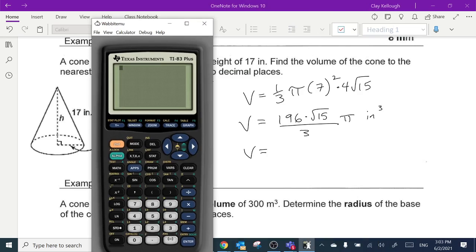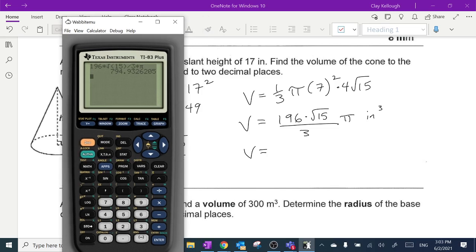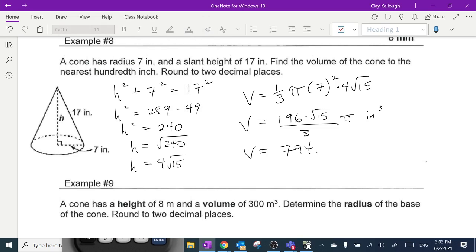So let's see. 196 times the square root of 15 divided by 3 and times pi. Where's pi on this thing again? Oh, there it is. Pi equals 794 point, how many decimals? Is it 2 again? Yeah. 794.93 cubic inches. Okay, I'm going to just double check that calculation.